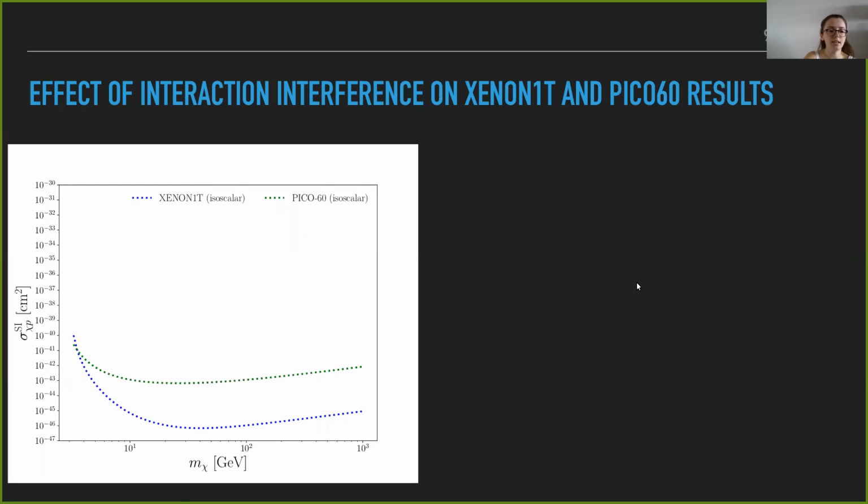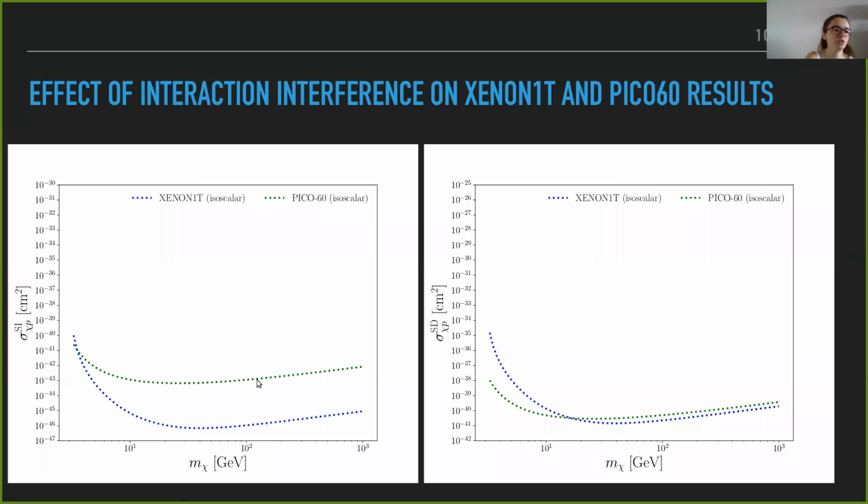On the following slide, I would like to show you how this affects the limits of Xenon 1-ton and PICO-60. Remember, I have shown you this plot before. You can see the upper limits for a spin-independent cross-section with the assumption that Cp is equal to Cn. And on this slide, I also wanted to add the limits for the spin-dependent scattering cross-section versus dark matter mass, also assuming that Cp is equal to Cn.